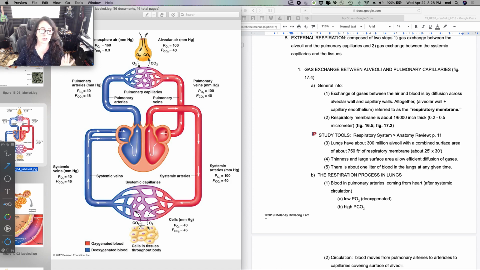So external respiration is gas exchange two different times. It's gas exchange right here between the alveoli and the pulmonary capillaries, and then between the systemic capillaries and the cells. Those both are steps of external respiration. So the general information about how gas exchange goes is that gases are going to move first here across what we call the respiratory membrane.